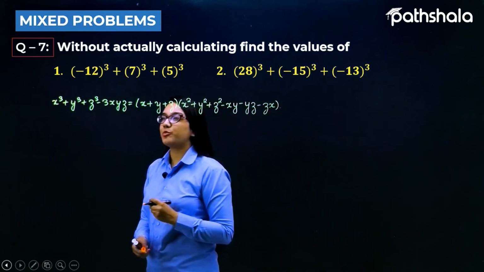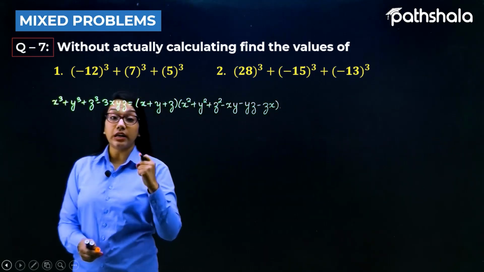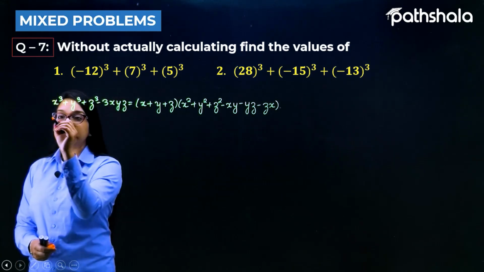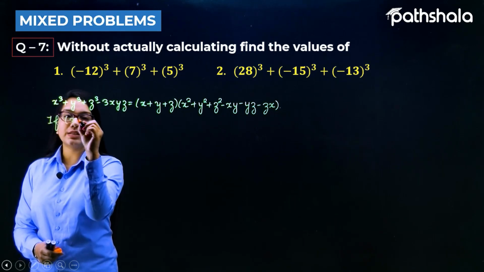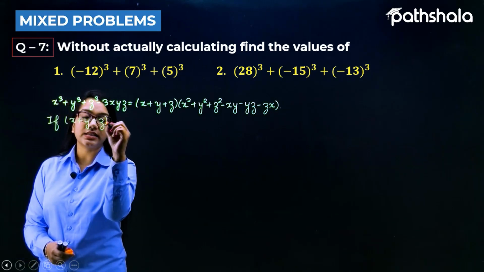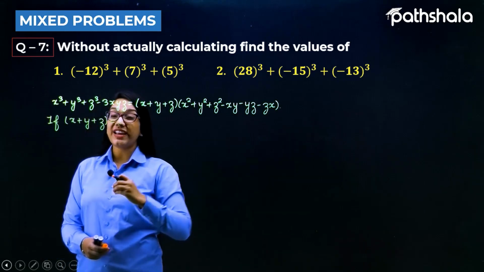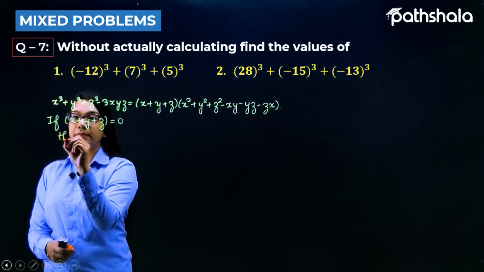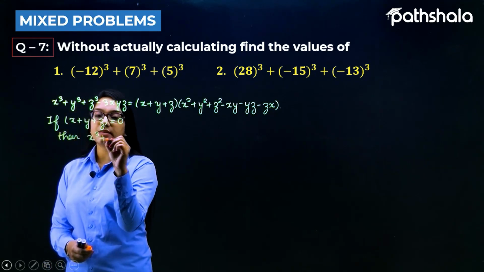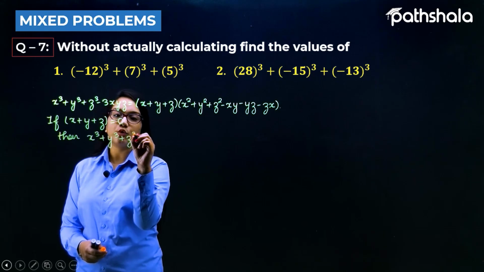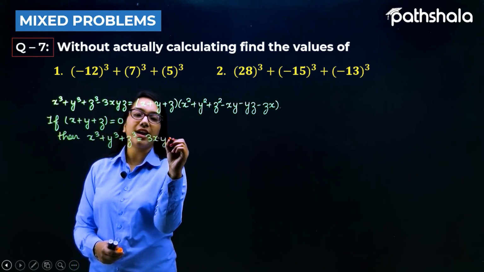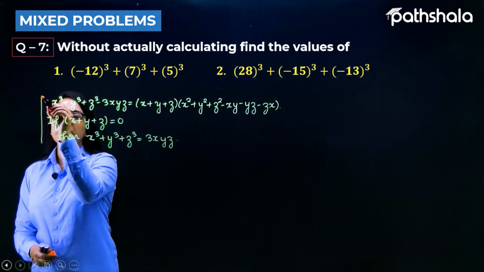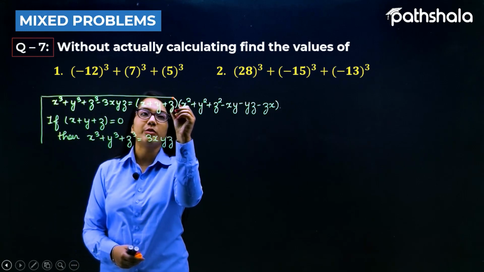We do know about this algebraic identity. So there is a result which is related with this algebraic identity. What is that result? It says that if x plus y plus z is equal to 0, then x cube plus y cube plus z cube is equal to 3xyz. So this is the result which is related with this algebraic identity.